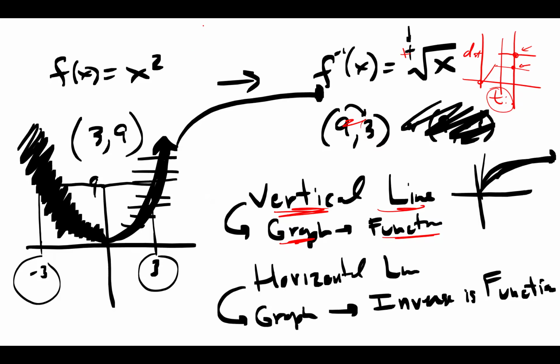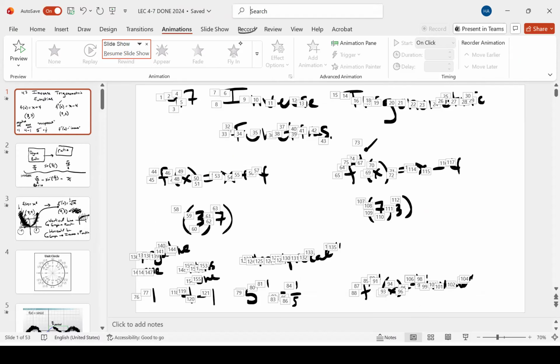So let's go with it again. I've got this right here. Does this pass a vertical line test? It does, right? Because I can go like this right here. That means for every x value, there is at most one y value. It does pass the vertical test, so we know that this is a function.